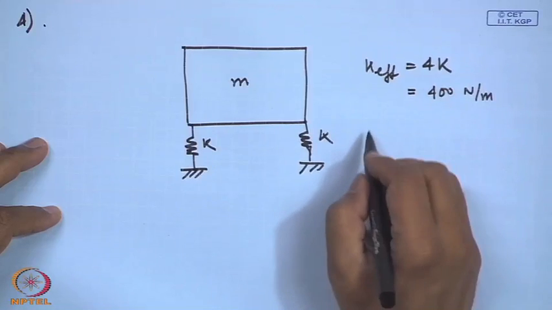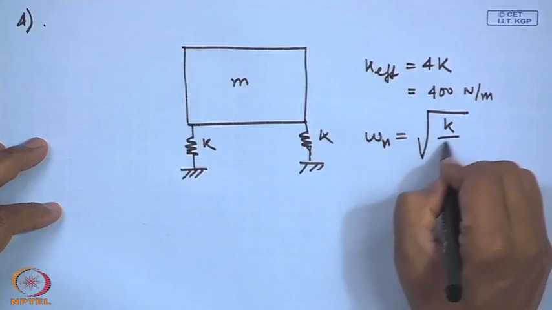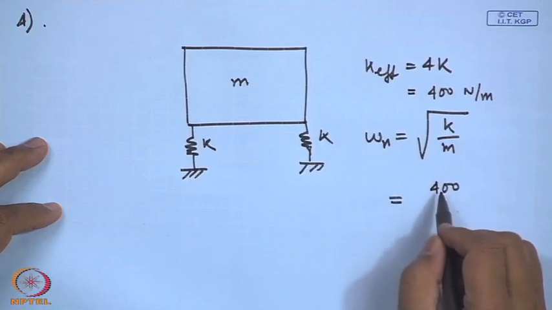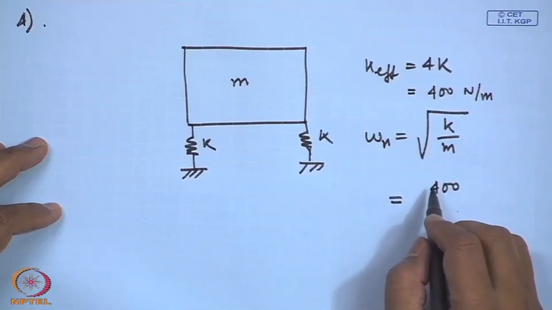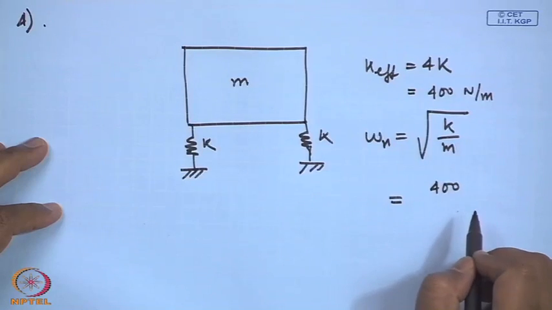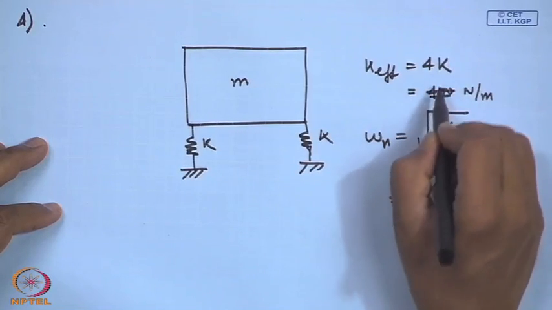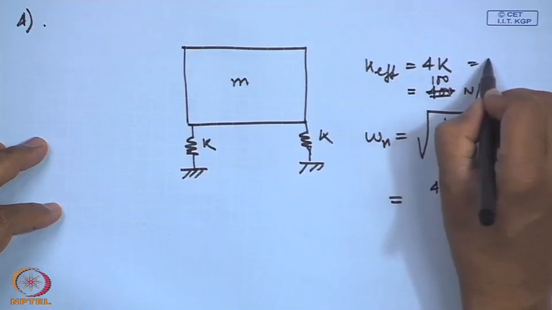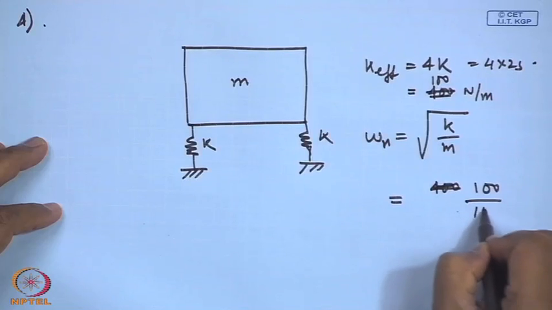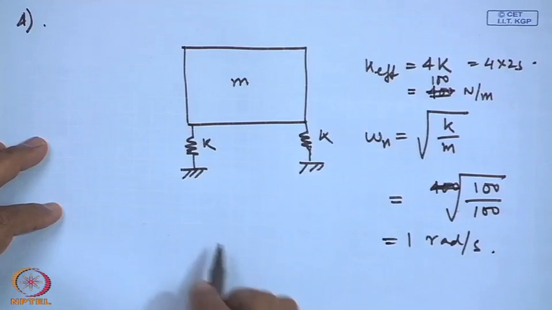And the natural frequency of this system, omega n, is equal to root over k by m, and that happens to be 400, and mass is 100. So, this will be 400 divided by 100, which is 4. So, this will be 1 radian per second.